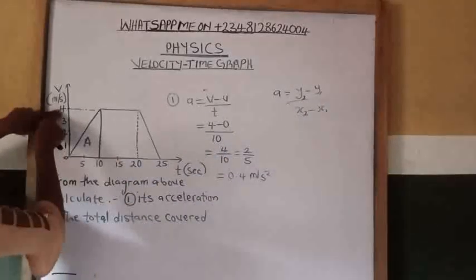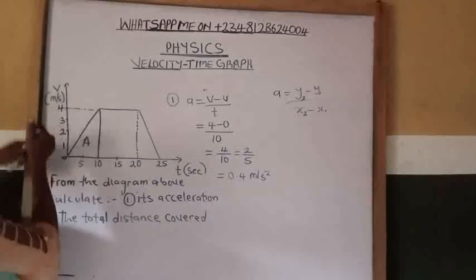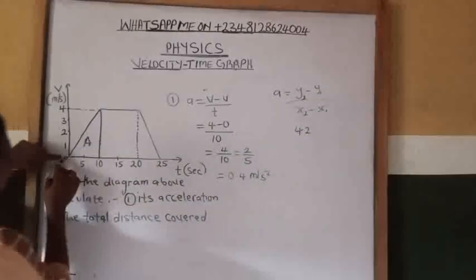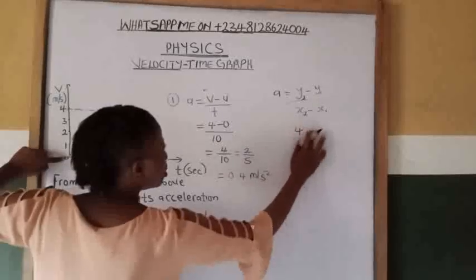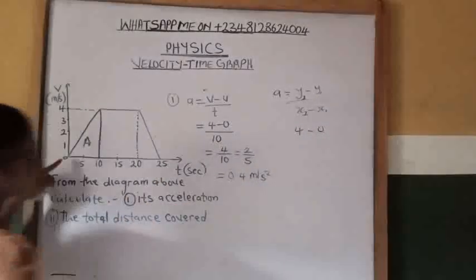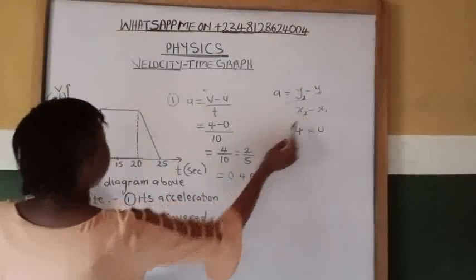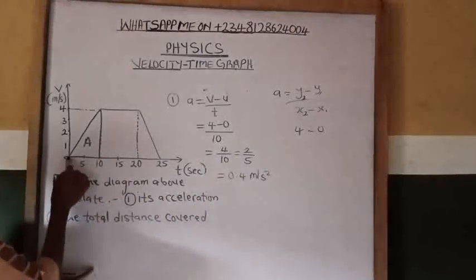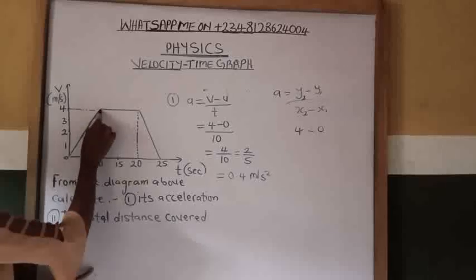So your change in y is 4. The highest is 4. Then the lowest is the starting point, which is what? Which is 0. Then we are going to move to our x-axis. So then we are looking for where the object accelerated. So acceleration is this line.